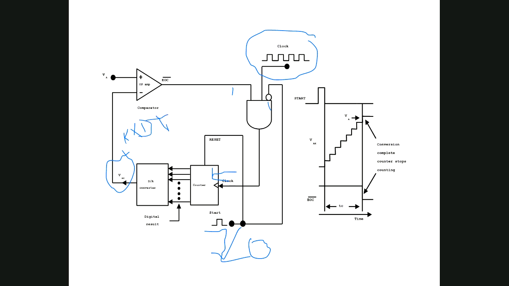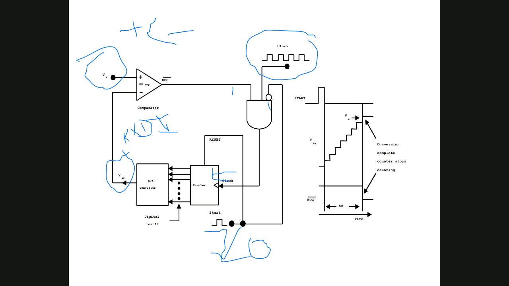Clear? Okay. So this is 1, this is 1. The clock starts coming. It starts increasing. VAX starts increasing. Now VA is constant, right? Because it's the digital input. When VAX crosses VA, plus becomes less than minus, meaning minus becomes more.